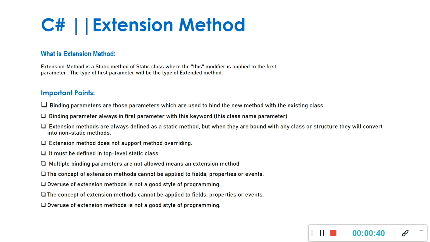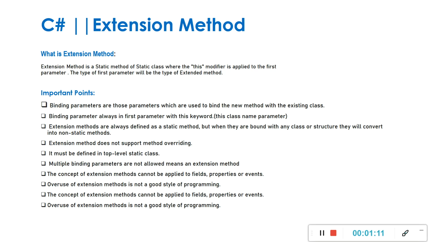Binding parameters are those parameters which are used to bind the new method with the existing class. The binding parameter is always the first parameter with the keyword this. Later I will show you in an example. Extension methods are always defined as static methods, but when they are bound with any class or structure, they convert into non-static methods.